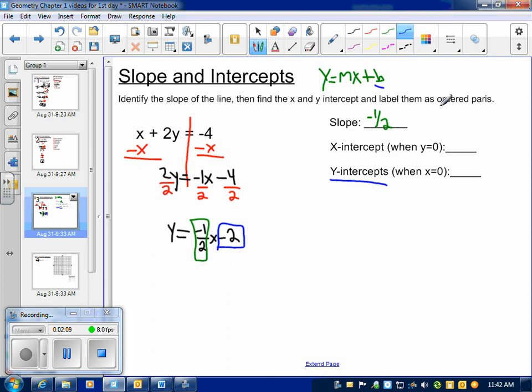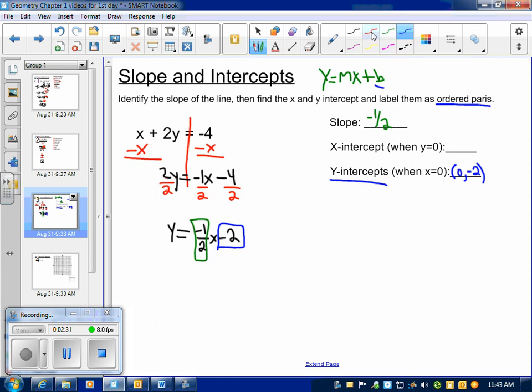However, in the directions, we want to write our y-intercepts as an ordered pair. Now, the y-intercept has the x value of 0. So the ordered pair is 0, comma, negative 2. And that is our y-intercept at negative 2.